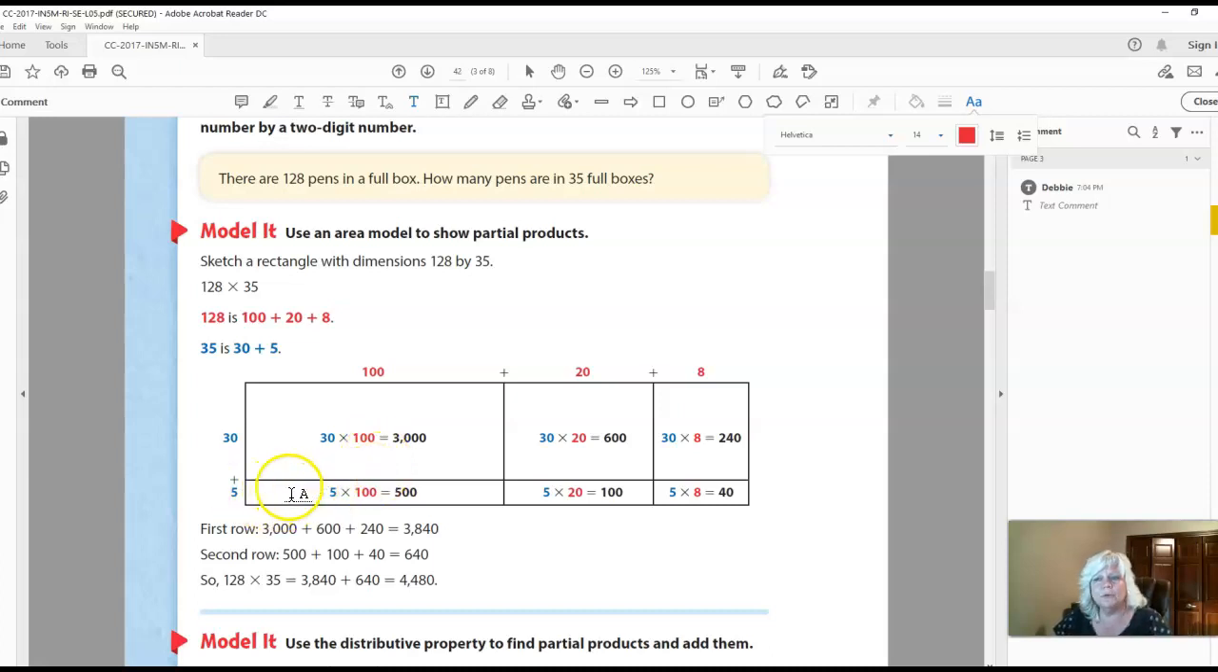All right, so now we're on the bottom row. So 5 times 100. 5 times 1 and add 2 zeros. So we have 500. 5 times 20 is 100, and 5 times 8 is 40.